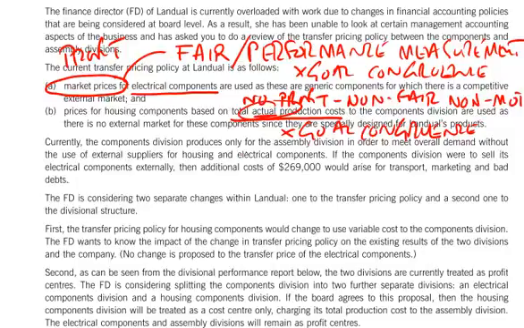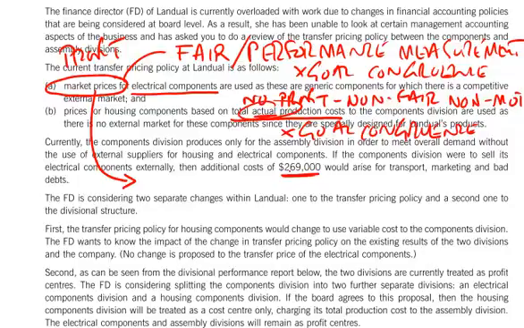Currently, the components division produces only for the assembly division to meet overall demand without the use of external suppliers. If the components division were to sell its electrical components externally, then additional costs of 269 would arise for transport, marketing and bad debts. Now what this is essentially saying is that the market price being used as a transfer price for electrical components might be unduly favourable to the component manufacturer. If it were truly standing on its own feet, it would have to incur this 269. So almost it's getting that profit for free.